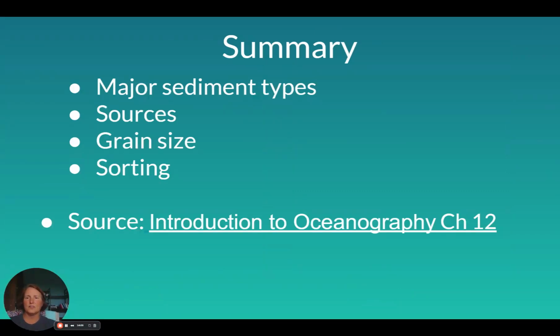Okay, so this lecture, we talked about the sediment types, where they come from, grain size, and sorting. And everything this time came from chapter 12 in your textbook. And up next, we are going to talk about how sediment moves around, and the energy involved in that a little bit more. We started to talk about energy, and we're going to get more into it in the next lecture.